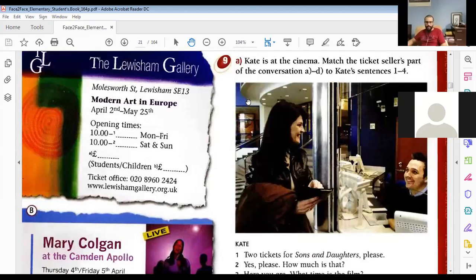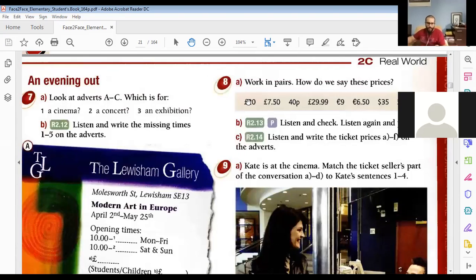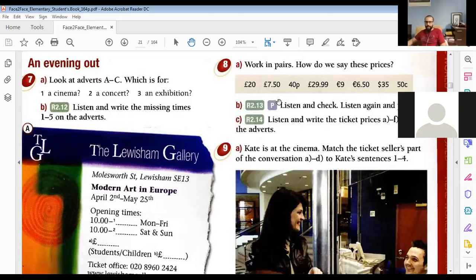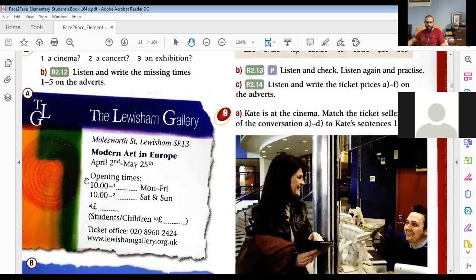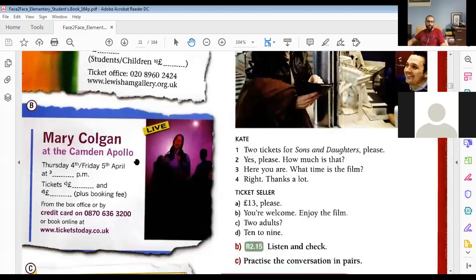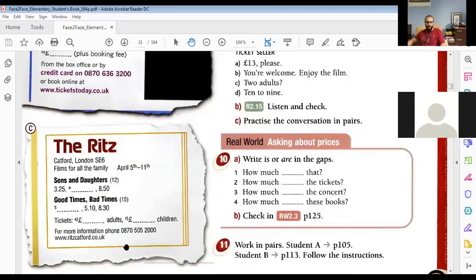In our previous lesson, we talked about some information, really. Here we had, if you remember, 3 adverts. The first one was for the gallery, for the exhibition. This is the first advert. And the second advert was for the concert. And the last advert was for cinema tickets, okay?